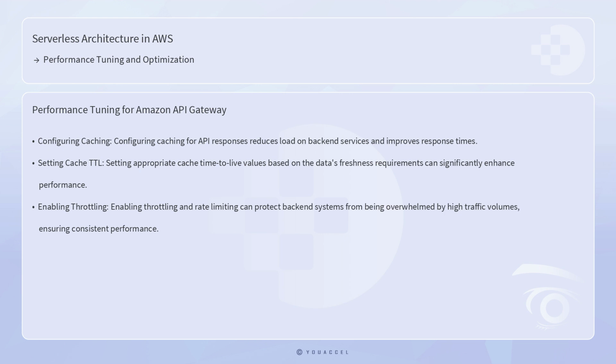Amazon API Gateway, which enables developers to create, publish, and manage APIs at any scale, plays a crucial role in serverless architectures. Performance tuning for API Gateway involves configuring caching for API responses to reduce load on backend services and improve response times. Setting appropriate cache time-to-live values based on the data's freshness requirements can significantly enhance performance. Additionally, enabling throttling and rate limiting can protect backend systems from being overwhelmed by high traffic volumes, ensuring consistent performance.